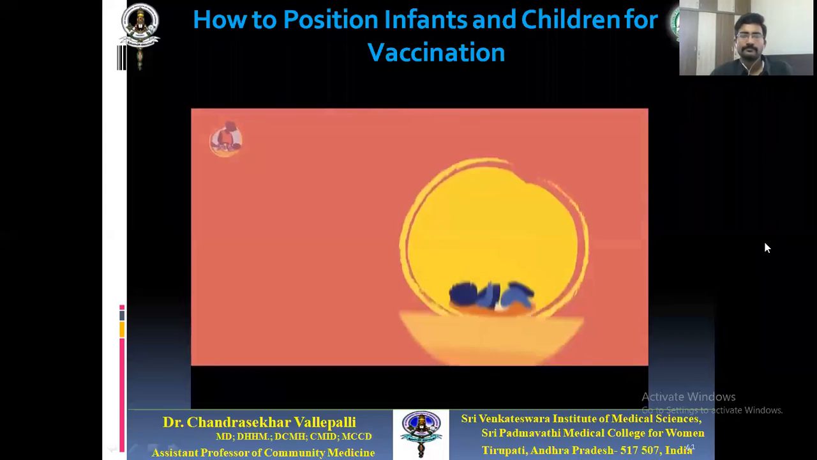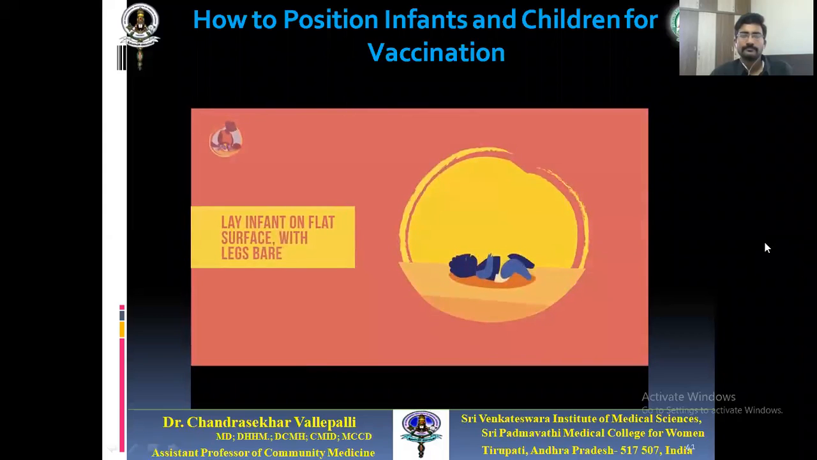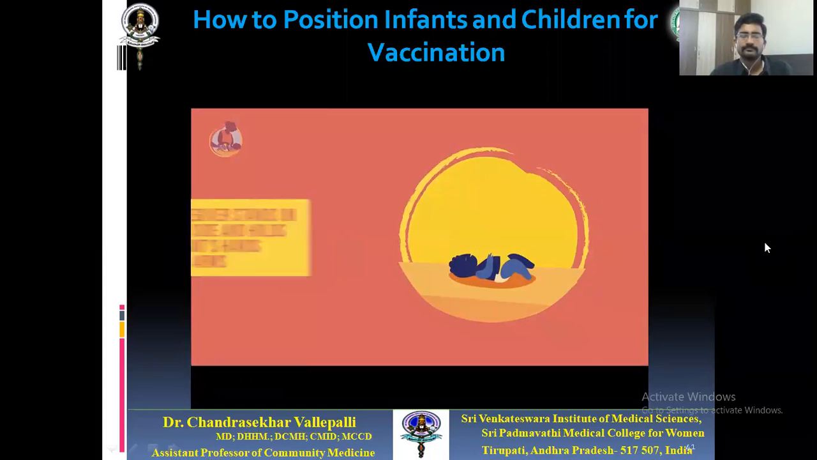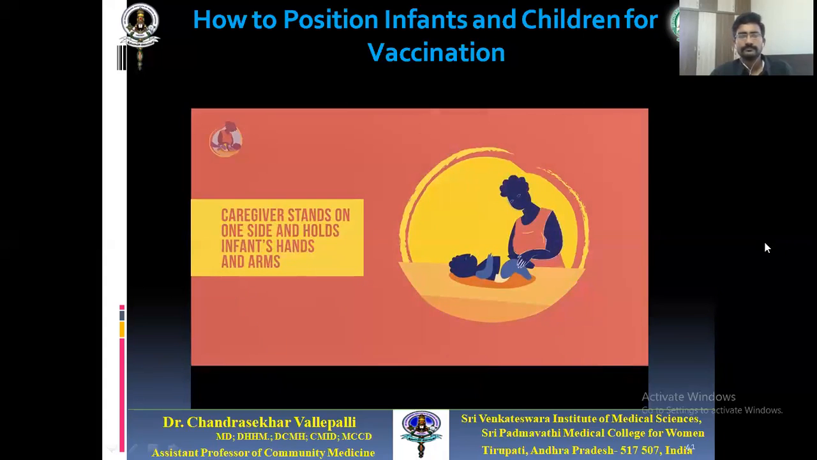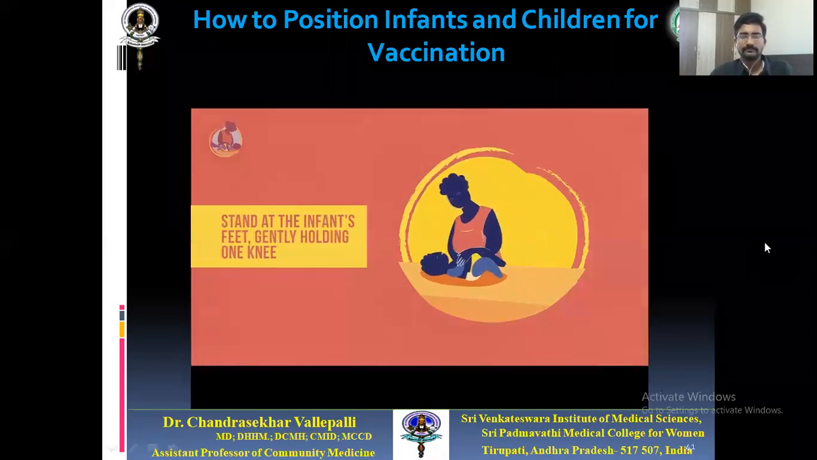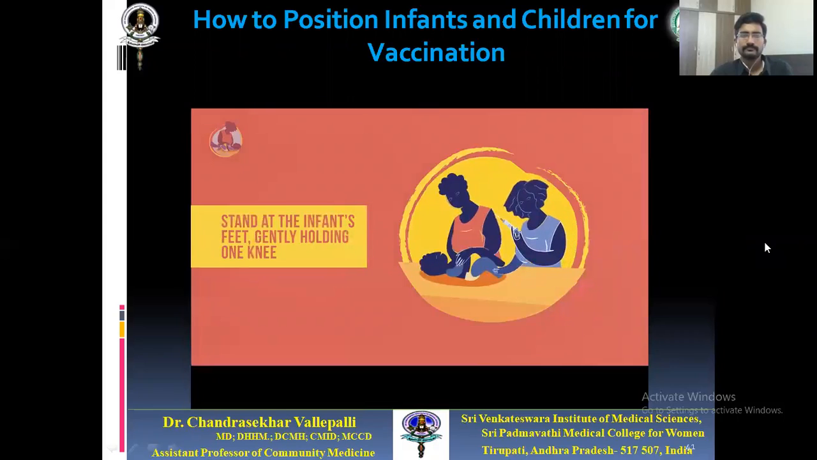In the bed position, the infant lies on a flat surface with both legs bare. The caregiver stands on the side of the bed and holds the infant's arms. To give an injection, stand at the infant's feet. Make sure the infant's leg to receive the vaccine is slightly bent. Use one hand to gently cup the infant's knee.